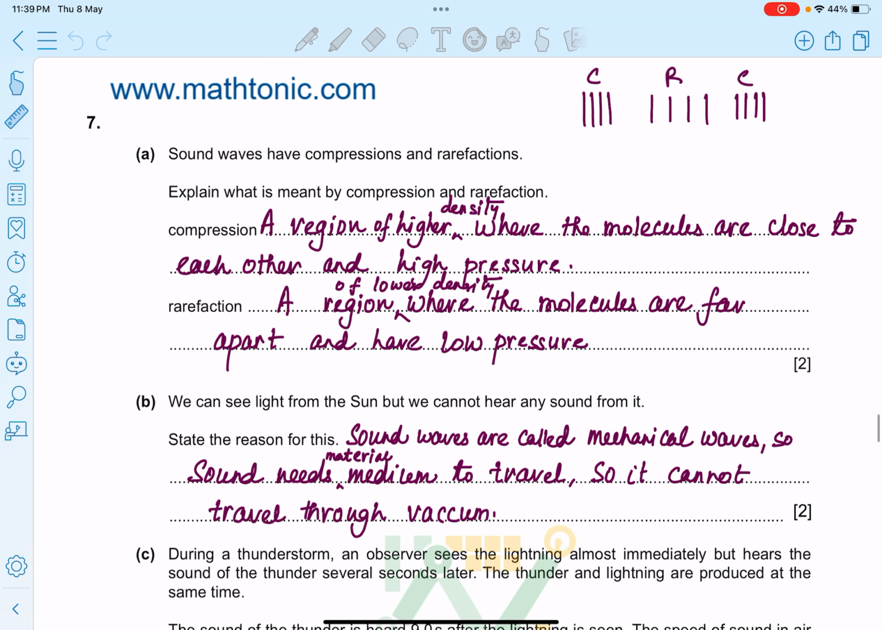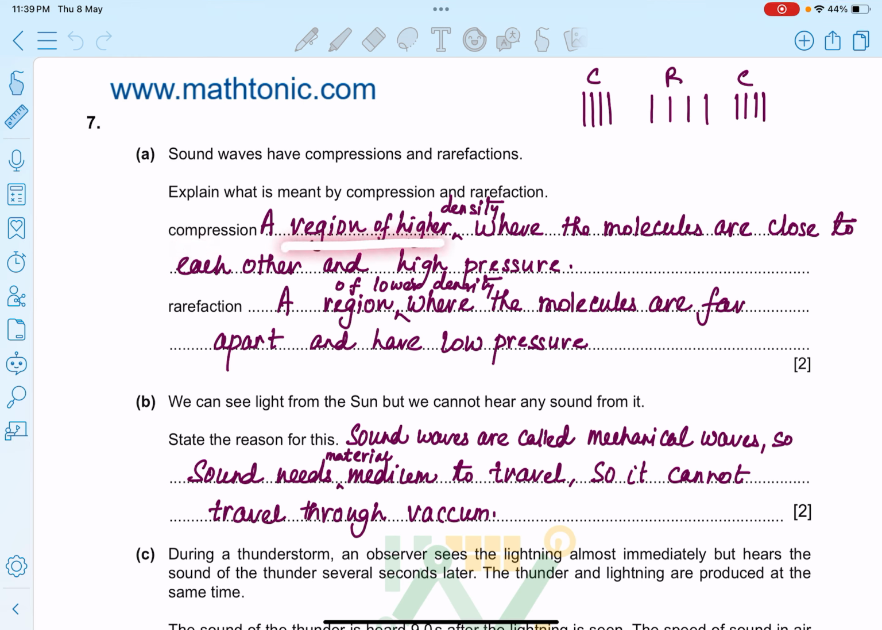Question number 7 is given. Sound waves have compressions and rarefactions. In compressions the waves are close to each other, and in rarefactions the waves are not close to each other. So the question is: what is compression? You have to remember the definition.